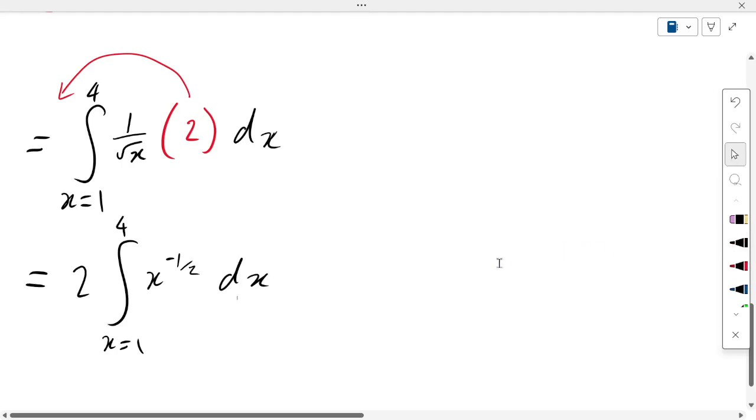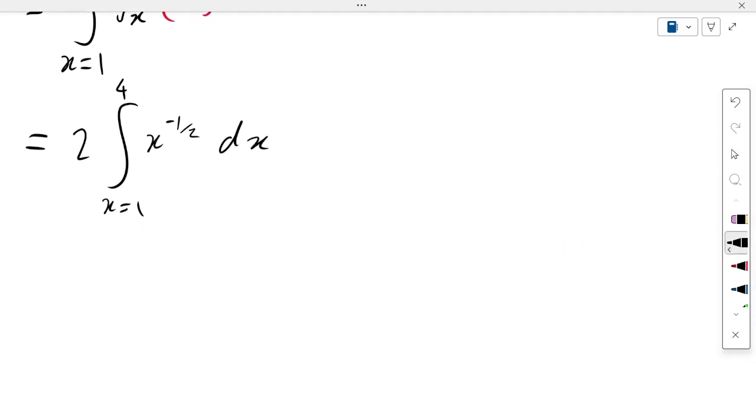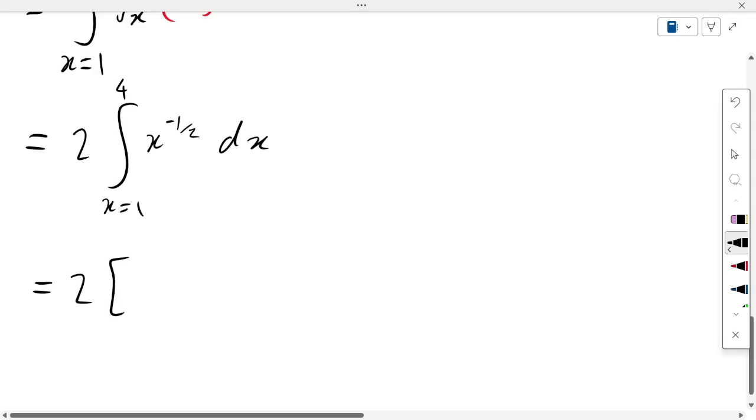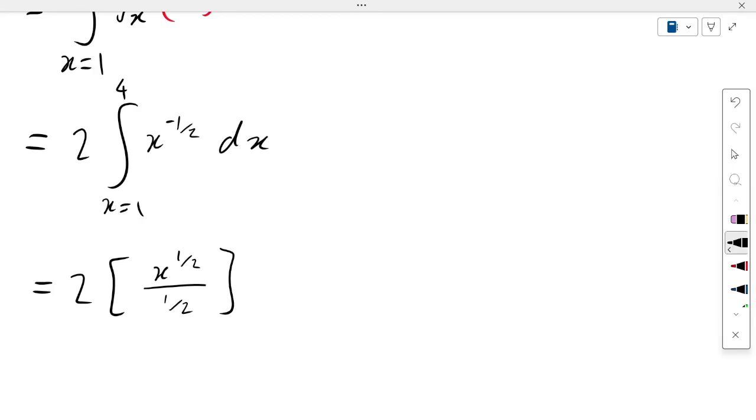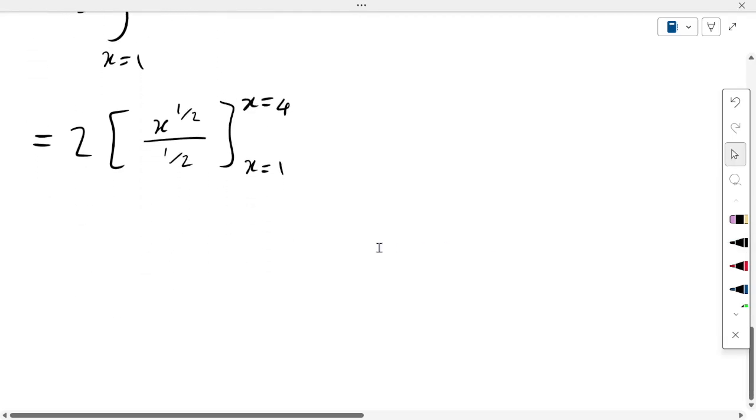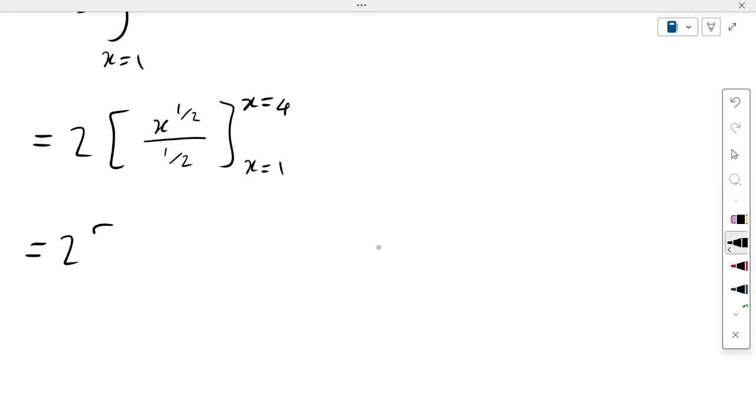And there we go. Look at that perfection. We can integrate from here. So this will be 2 multiplied by the bracket where we're going to evaluate the integral of x to the power of negative a half. We can also write this as x to the power of a half divided by a half, and then evaluate it at x equals 1 and x equals 4. And then what else do we have? Well, we can simplify the following, right? We're going to have 2 multiplied by, well, we can actually write this as 2 root x, evaluated at x equals 1 and x equals 4.